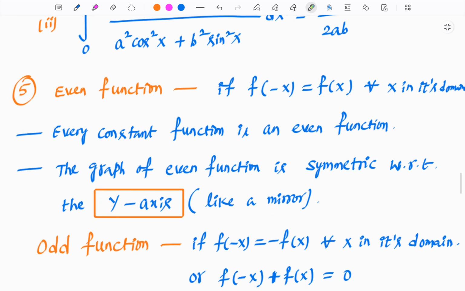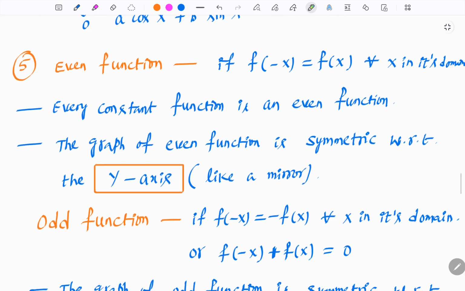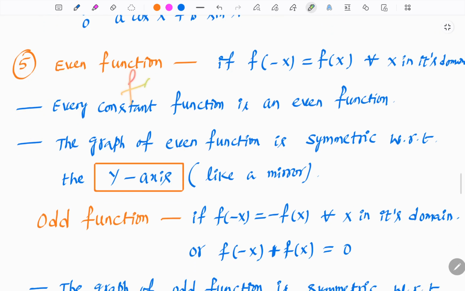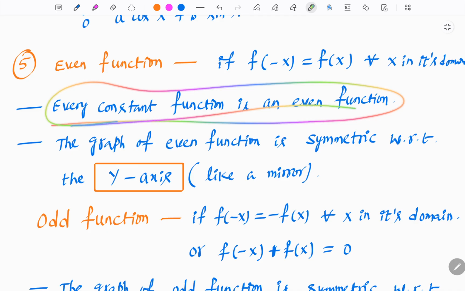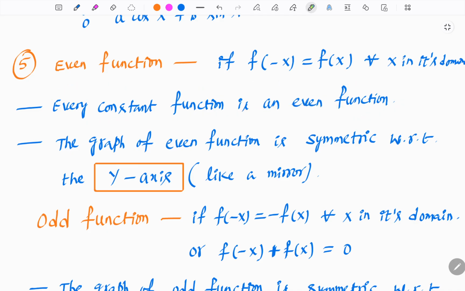Next, even function, very very important in the KCET examination. You can expect one question in this topic. Clear? Even function: suppose you have one function, if you give negative values to that function and you get positive f of x all over its domain, then we can say that function is an even function. Coming to odd function, if we get negative times that function all over its domain, then this function is called an odd function. And also it is one of the basic properties, every constant function we can say is always an even function.